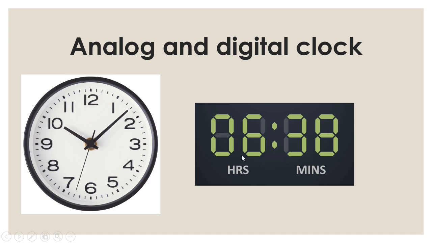6:38. So you can look at the digits and you can make out the time. The first two digits show the hours, and the next two digits show minutes. So that is the reason this type of clock is called a digital clock.